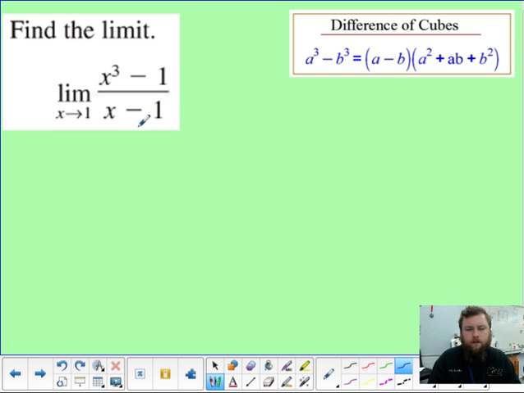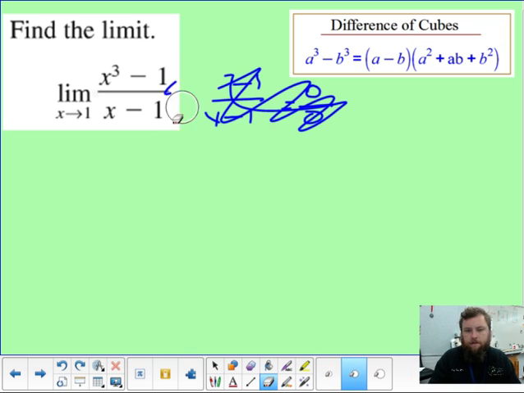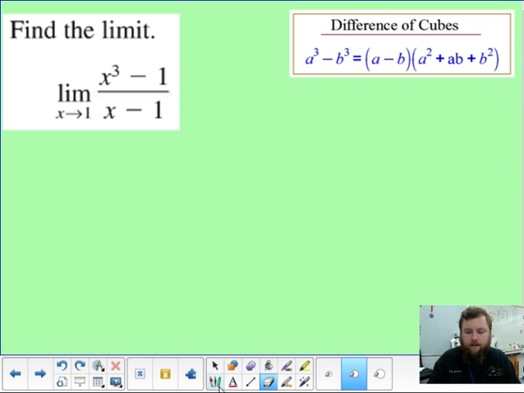So I want to find the limit of this example. And if you, like the last ones, tried plugging this in, you would get 1 cubed minus 1 over 1 minus 1, which would be 0 over 0, and that doesn't work. So we have to try a different way of doing this. So what I'm going to do first instead is factor. And hopefully you recognize this as the difference of cubes.